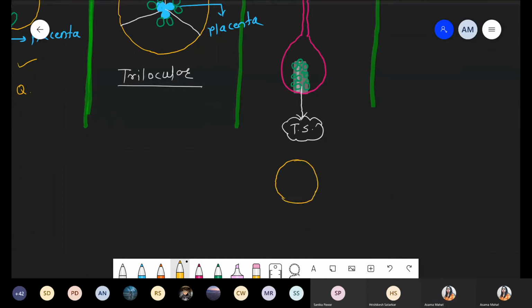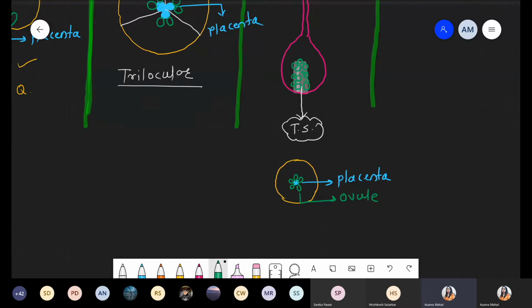Now placenta, which is present at the free form. On this placenta there is an arrangement of ovules, and on this placenta there is an arrangement of that particular ovule. So this green color represents the ovule.